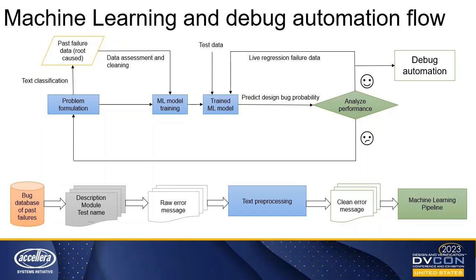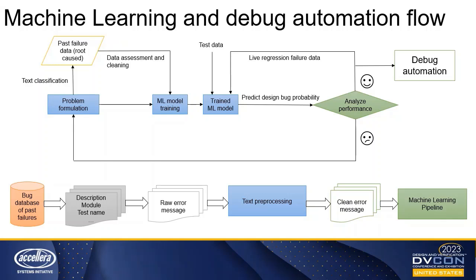Now, the data wrangling process consists of several steps and consumes a significant amount of time and effort in any machine learning based solution. A Python-based SQL API, as mentioned before, is used to collect data from a bug database. Each bug has various details like the bug title, description, the module name, the test name, and so on.